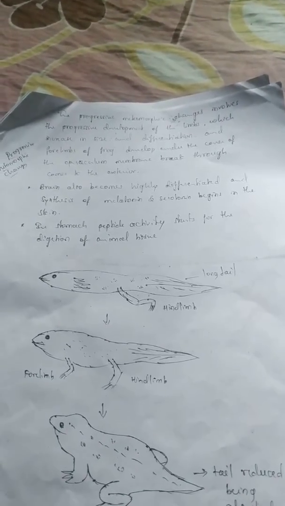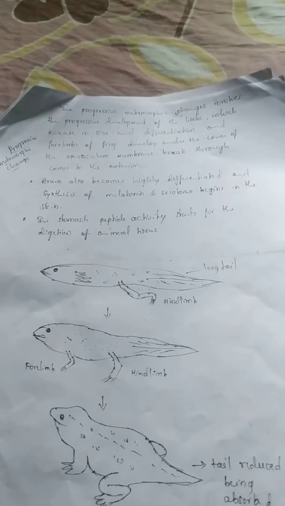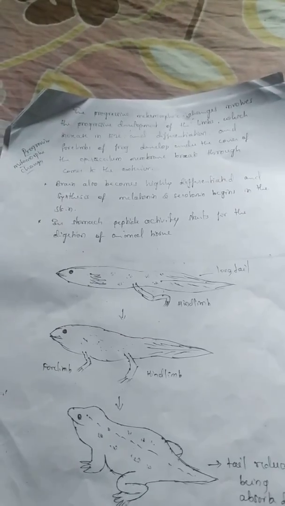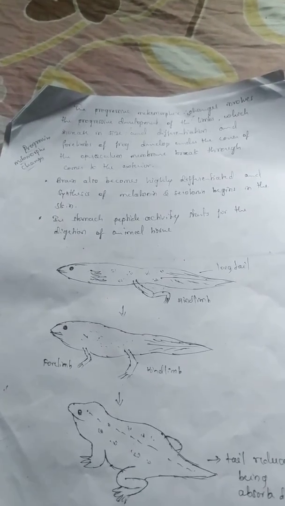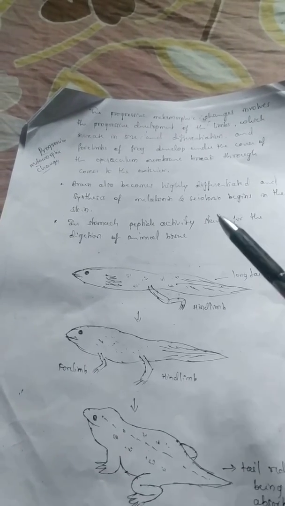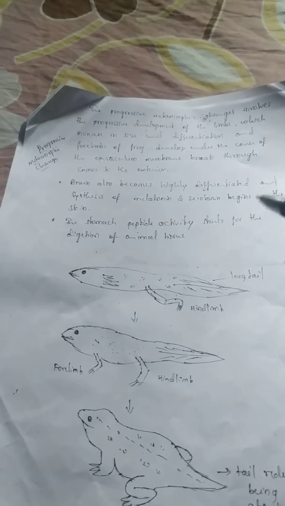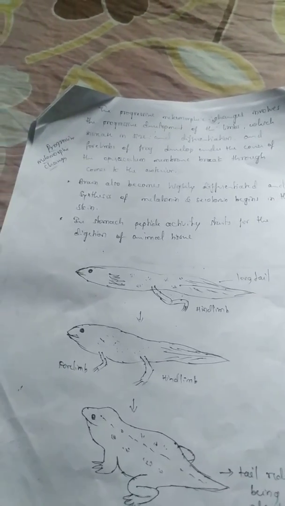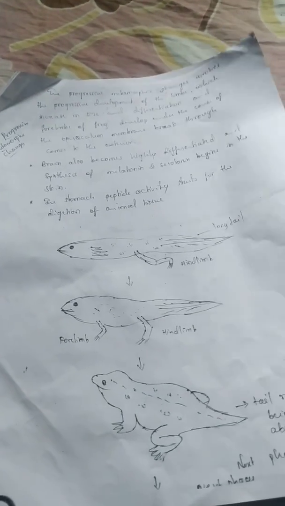In the stomach, pepsin activity starts for the digestion of animal tissues, whereas the tadpole only eats herbivorously, whereas the frog eats animals. So to digest the animal tissue, it develops pepsin activity in the stomach.